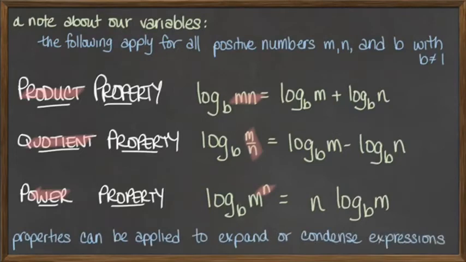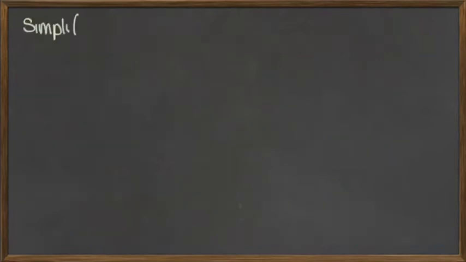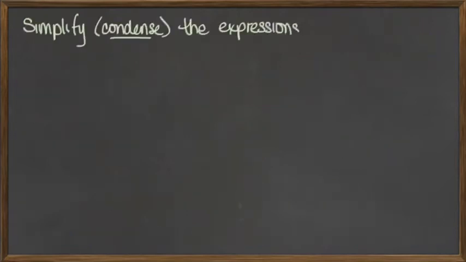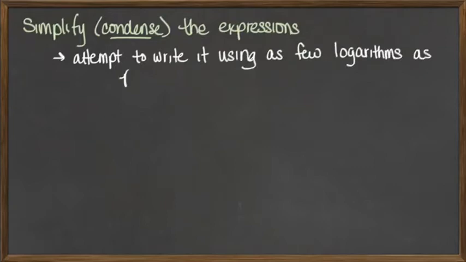These are bidirectional. We can either go from having that single term and expanding it out, or we can go from having a number of terms and condense them down into fewer. Ideally one, maybe even something we can evaluate, but fewer. So when we're asked to simplify, we're really being asked to condense the expressions. Condensing meaning we go from multiple expressions down to as few as possible, hopefully one, maybe something we can evaluate.